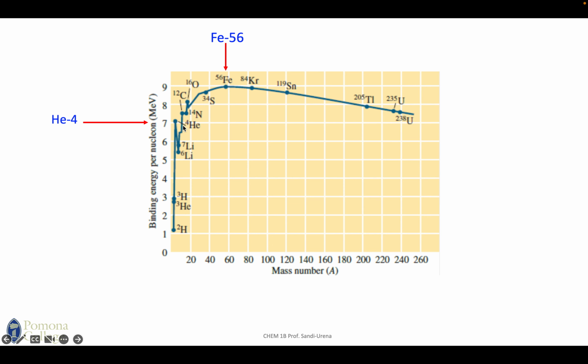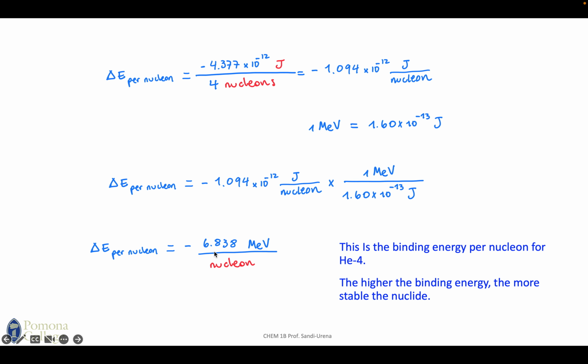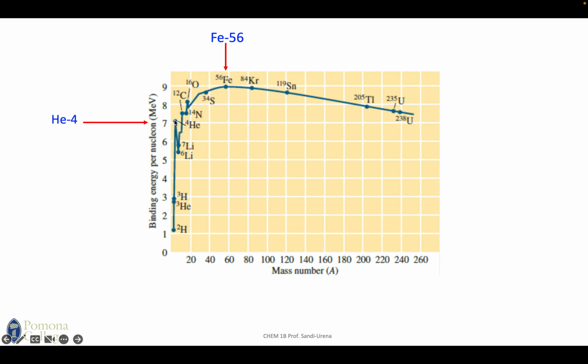Here we have helium-4, and the reason why I have it pointed here is because you see it's above 7, the value for the binding energy per nucleon, which means somewhere I made a mistake because I got here 6.8. So you may want to revise these calculations and see if it was that I used an incorrect conversion factor, or that I did not round off properly, or my significant figures. Just check those calculations, because we see that value should be a little bit higher.